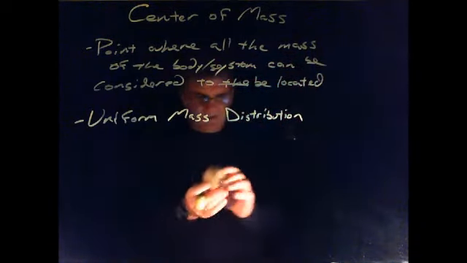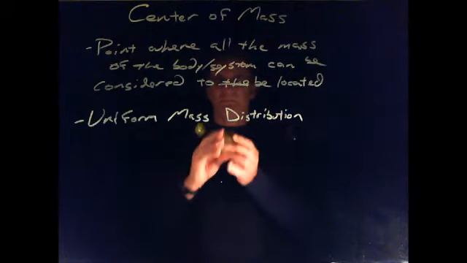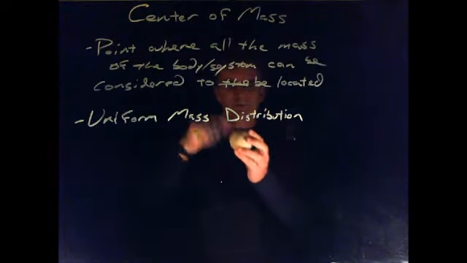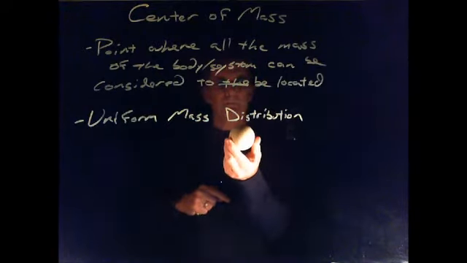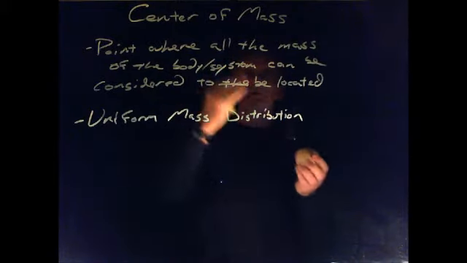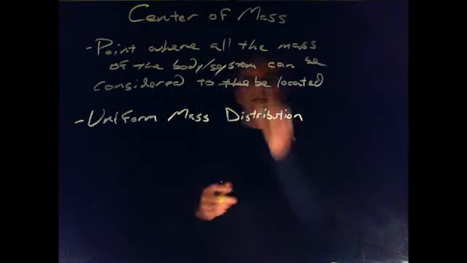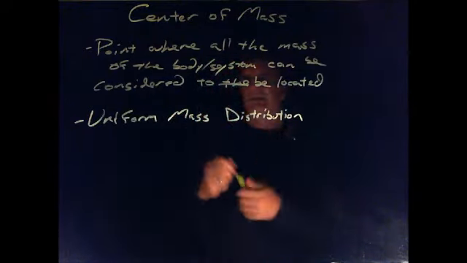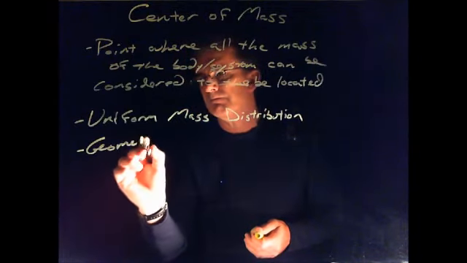And so it's solid, it's uniform, and we can treat all the mass of this lacrosse ball to be located right smack dab in the center of the ball. Great, that's what I mean. It can be considered to be located, and when it's a nice uniform mass distribution, and when it's nice and solid, it's in the geometric center.